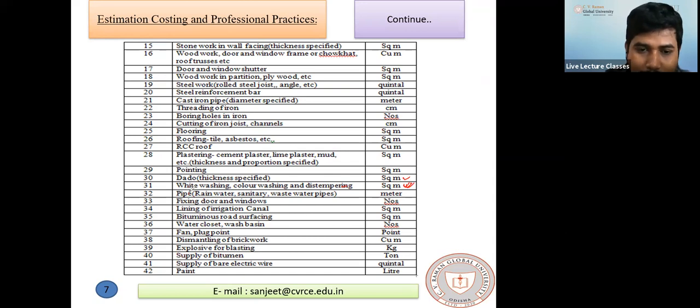This pipe, rainwater pipe, sanitary pipe, wastewater pipe, these are all in meter because their diameter is already specified.